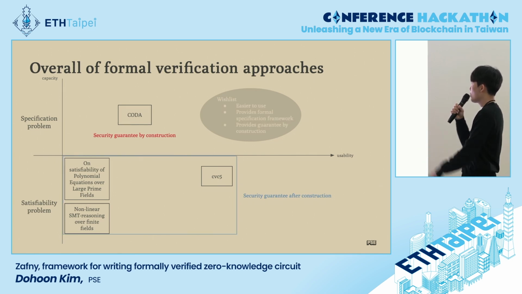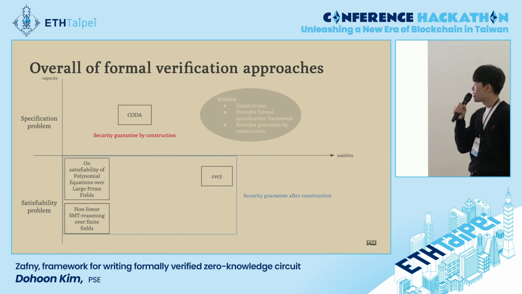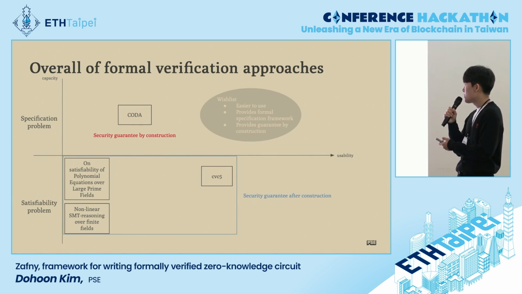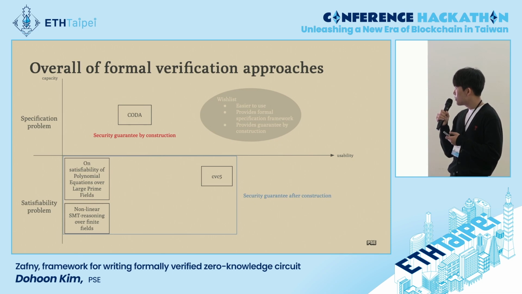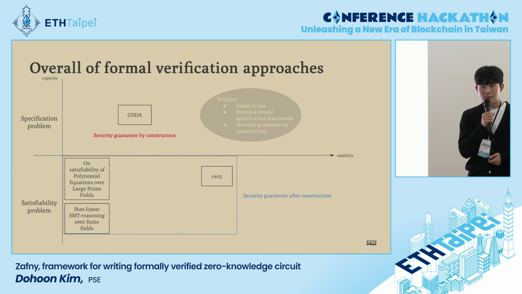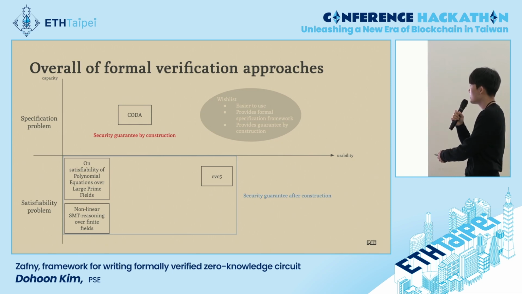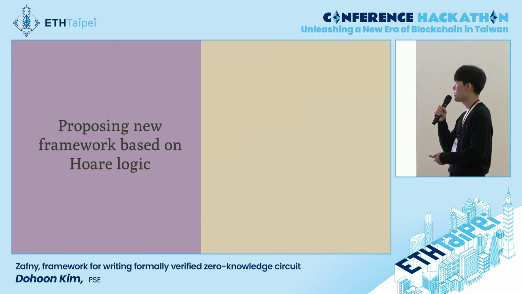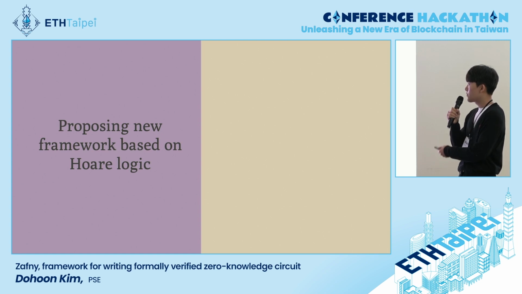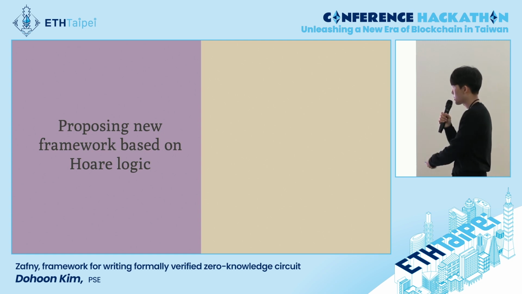So I wrote a wish list for this gray zone. What do we want? We want easier-to-use tooling, and it should also provide a formal specification and verification framework, and it should also provide a guarantee by construction. Inspired by this, with my hopes on this new research, I tried to propose a new framework based on Hoare logic.